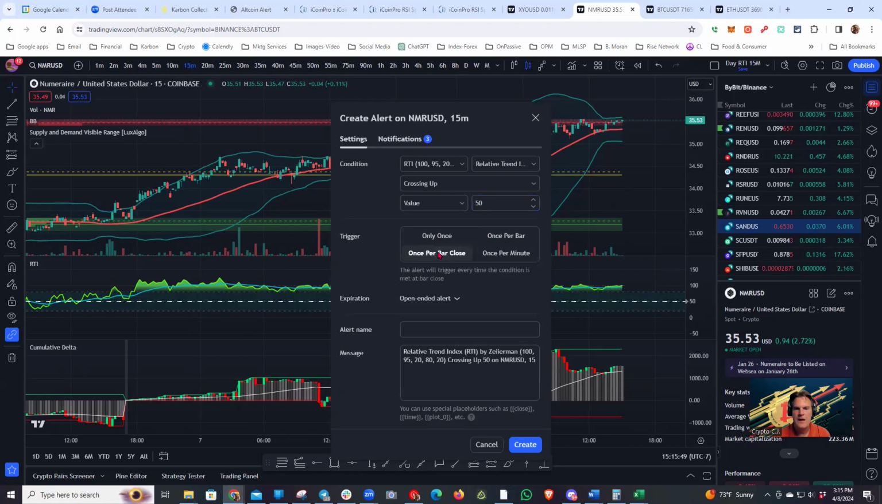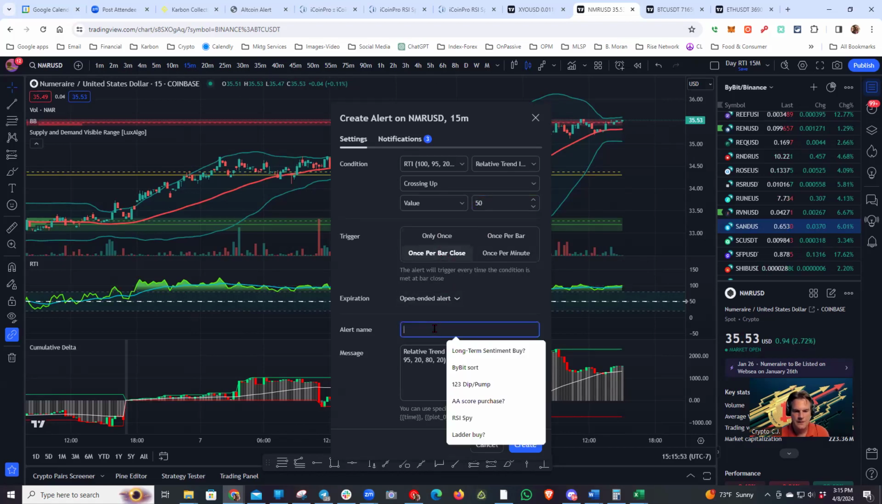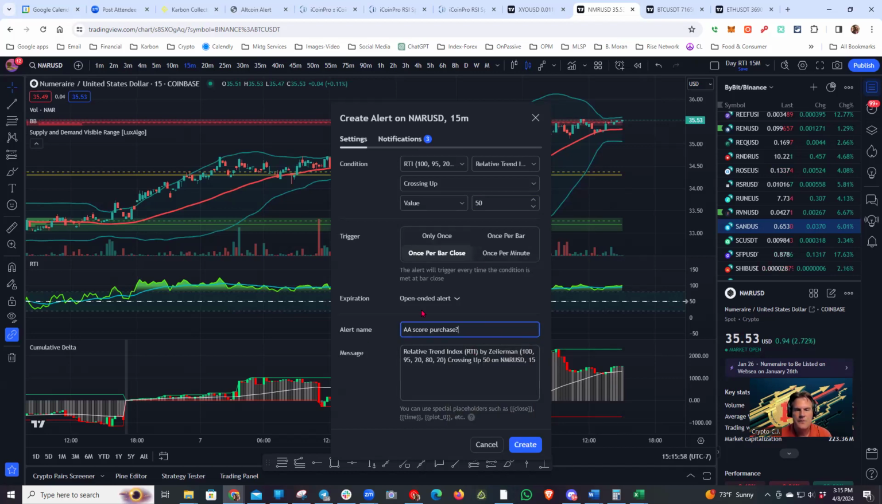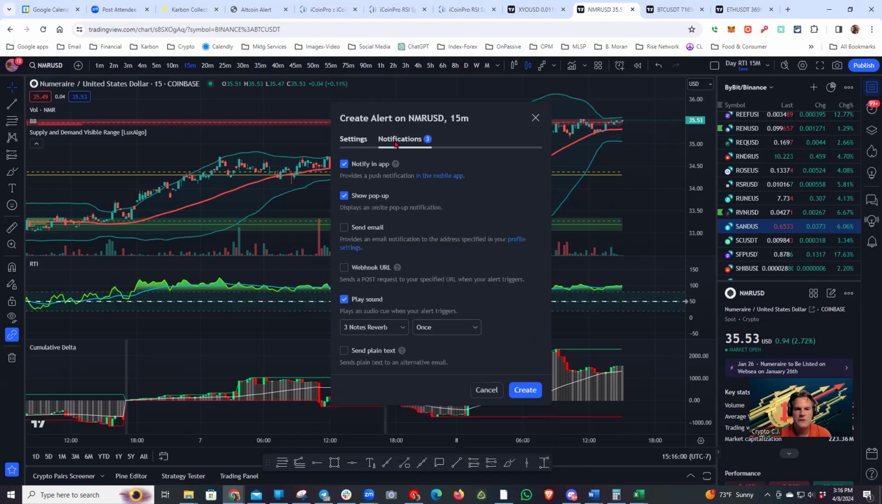choose 50 if you want it on all day until you turn it off. Choose once per bar close. This was an AA score purchase. That's what I use for my alert name, the information source. And notifications: notify in the app on my phone, pop up on my computer, play a sound also on my computer. Three notes of reverb is one of my favorites, and click create.